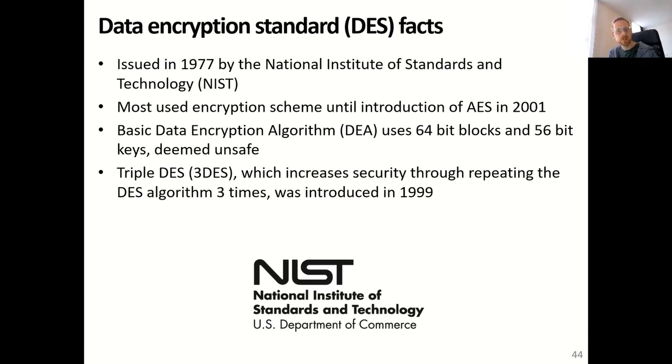At the basis of DES lies DEA, which is the Data Encryption Algorithm. It uses blocks of 64 bits and a key of 56 bits. However, it is right now considered insecure. Triple DES increases the security of DES by executing the DES algorithm 3 times and thus increasing the key size, and this one was introduced in 1999.